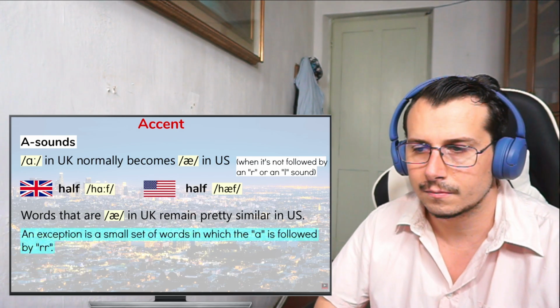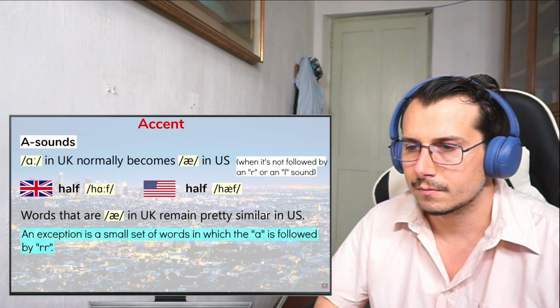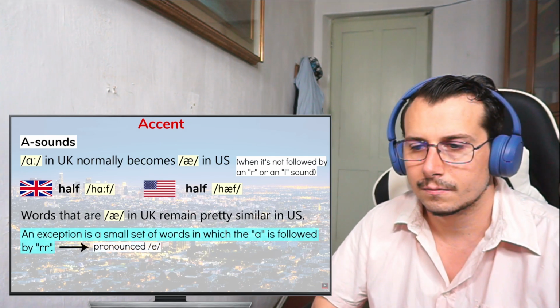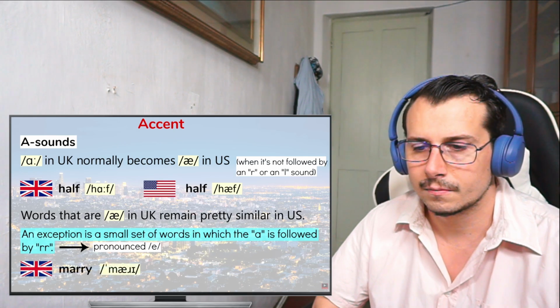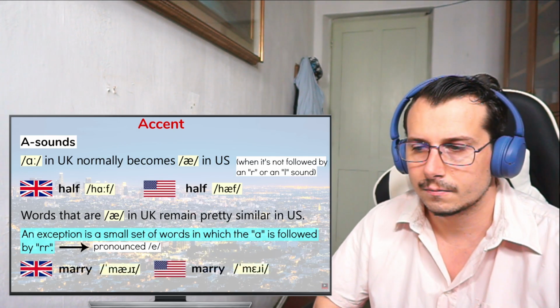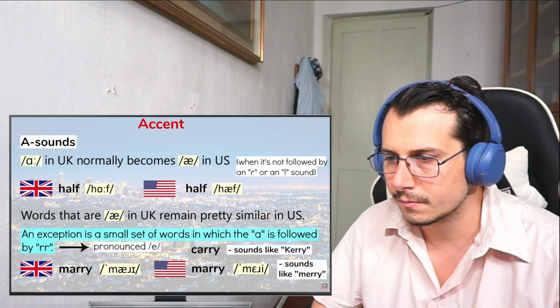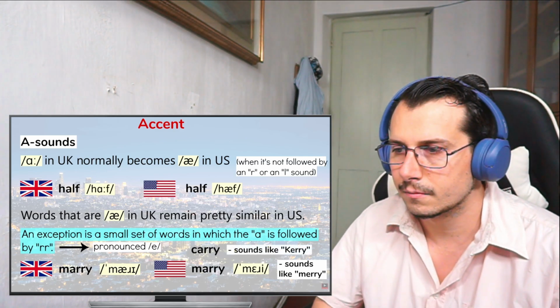An exception is a small set of words in which the A is followed by a double R, in which case the vowel is pronounced as eh in the US. In the UK, marry. In the US, marry. Because of the difference, in the US, marry and Mary sound the same. Carry and Carrie sound the same.